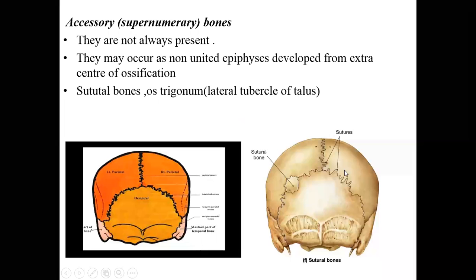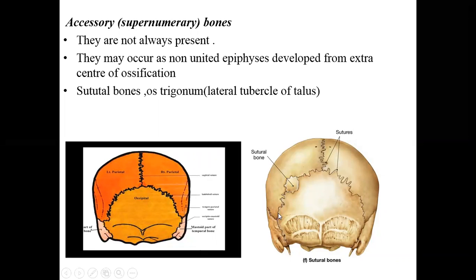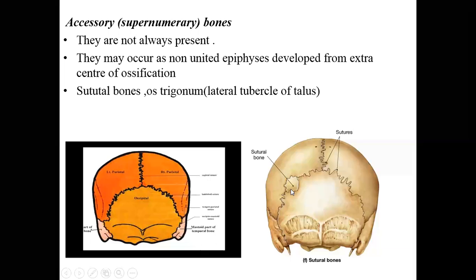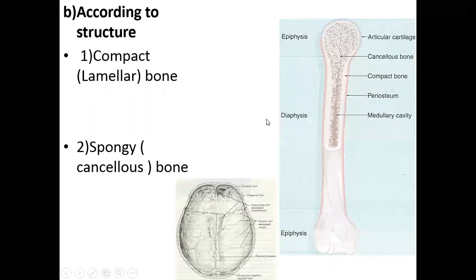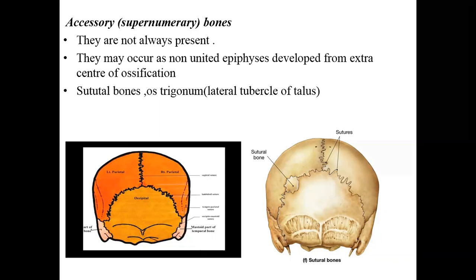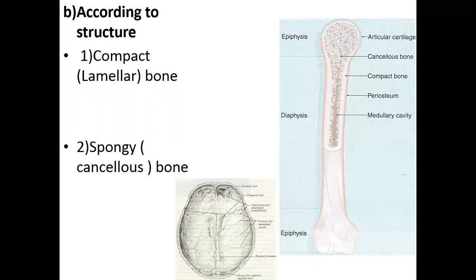An example is the sutural bone. This is a skull bone, where you can see a lot of bones forming the skull. But see this right side: this is a joint formed by these two bones, a suture which is seen normally. On the left-hand side there is also a suture, but inside the suture there is an extra bone. This is an example of accessory bones, which are usually not seen. The sutural bone is an example. The next classification, according to structure, we will see tomorrow.